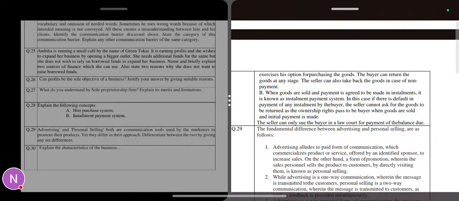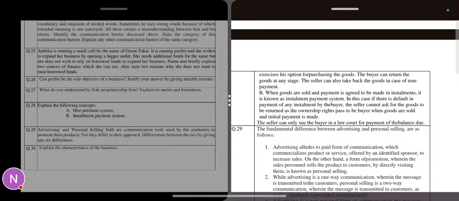And installment payment system. So when goods are sold and payment is agreed to be made in installments, it is known as installment payment system. In case there is a default in payment of any installment by the buyer, the seller cannot ask for the goods to be returned, as the ownership rights pass to the buyer when goods are sold and initial payment is made. The seller can only sue the buyer in a law court for payment of the balance due.